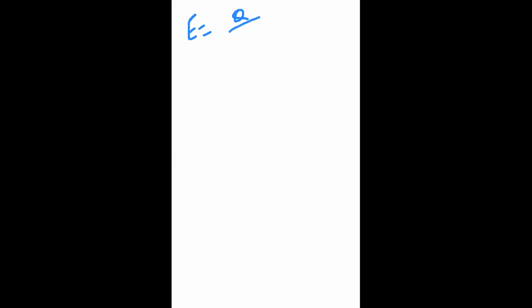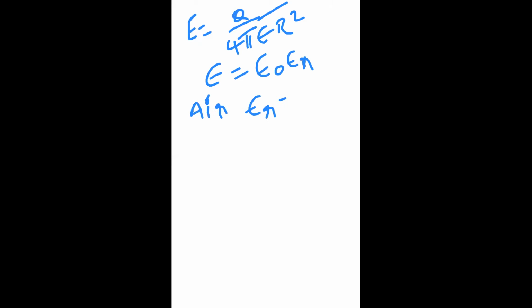Equal to Q divided by 4 pi epsilon R, where epsilon is equal to epsilon naught times epsilon R. For air, epsilon R is equal to 1. For others, epsilon R is greater than 1. Then what is the idea? For air, you are getting epsilon naught.